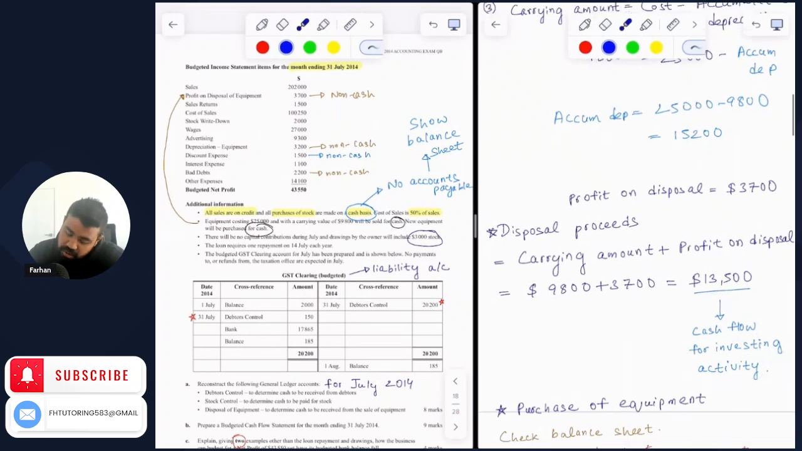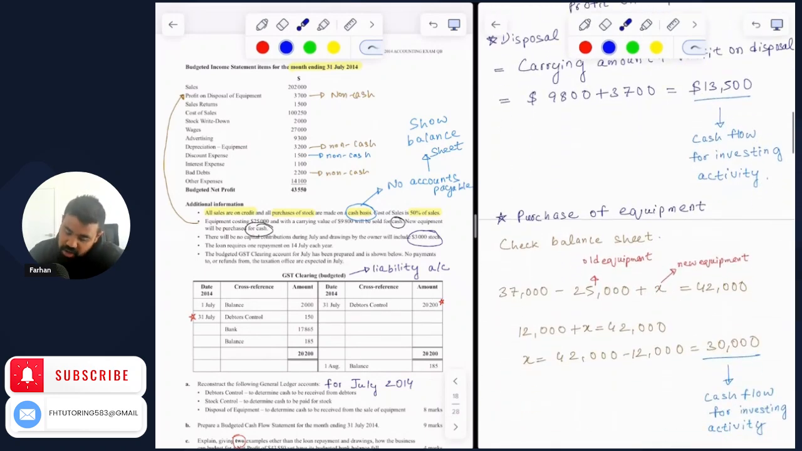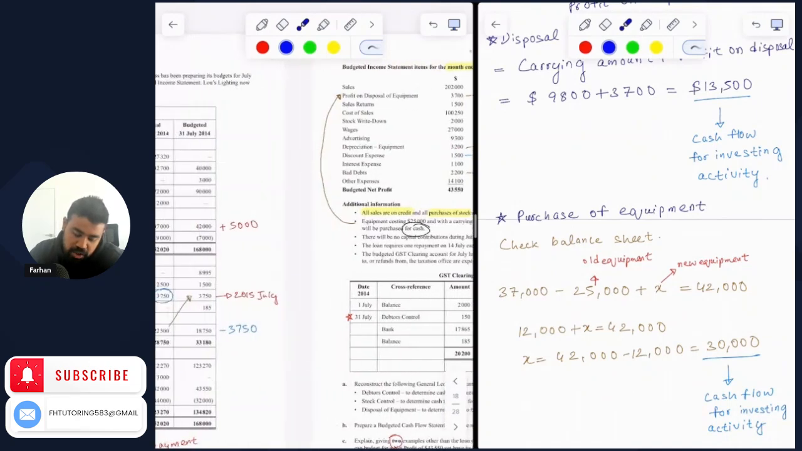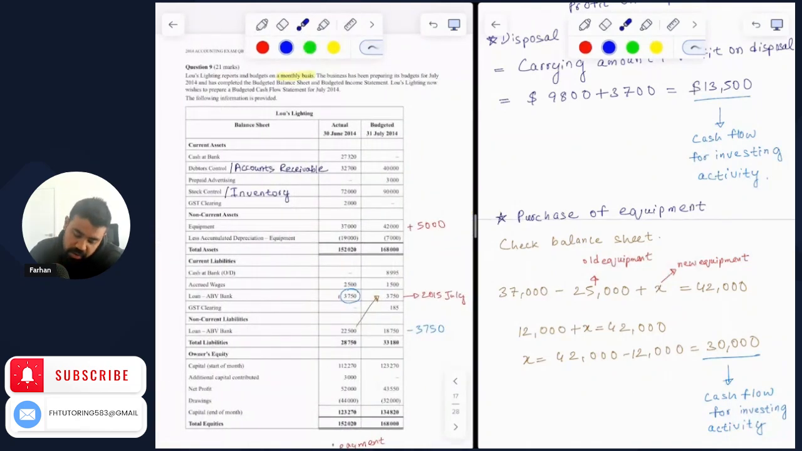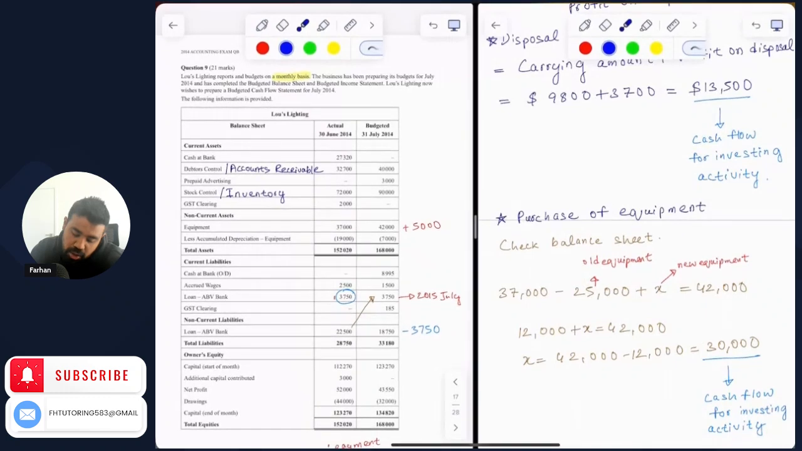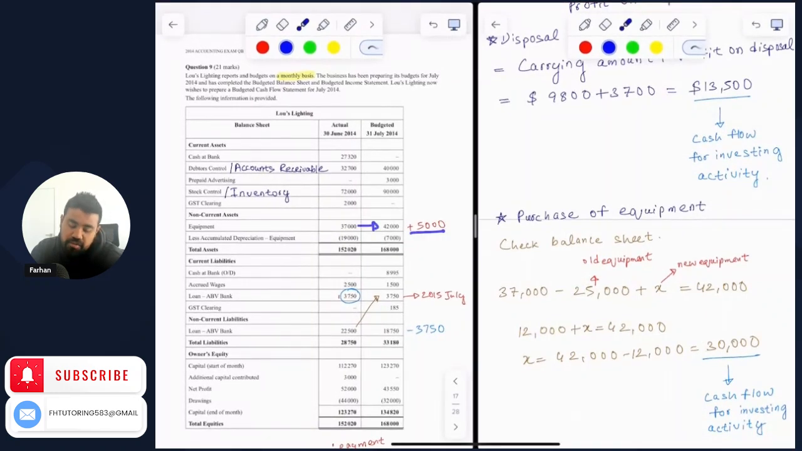Then we have the purchase of equipment. Now, let's check the balance sheet. If you check the balance sheet for equipment, you will see that the change between June and July is an additional $5,000. We had $37,000 worth of equipment at cost at the end of 30 June 2014, but at the end of 31 July 2014, we have $42,000. We need to use some logic to understand what is going on and solve for the purchase price of the new equipment.